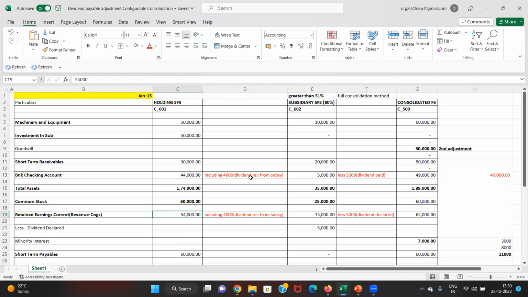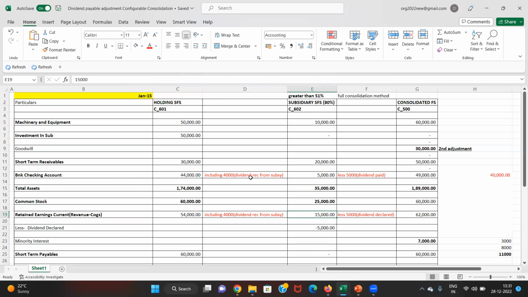So in my case, we can assume that we have a revenue of 70,000, then we have a COGS, that is the cost of goods sold, of 20,000. So the net income would be 50,000. Then we will add the dividend income that is received from the subsidiary of 4,000. So the retained earnings figure at the close would be 54,000 under the holding entity.